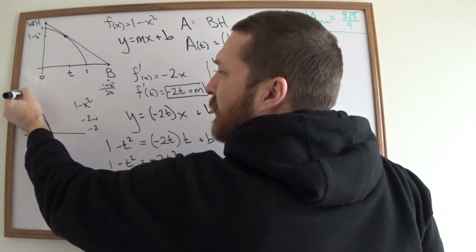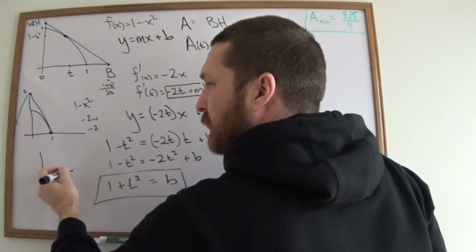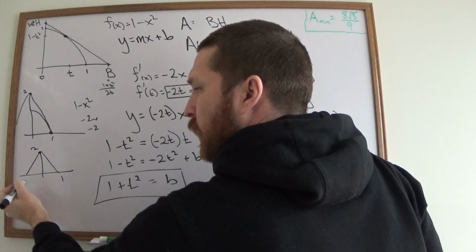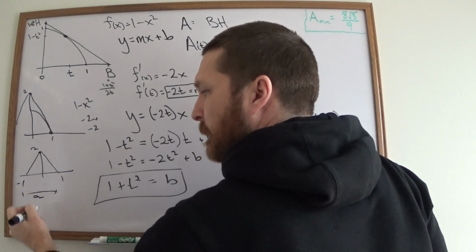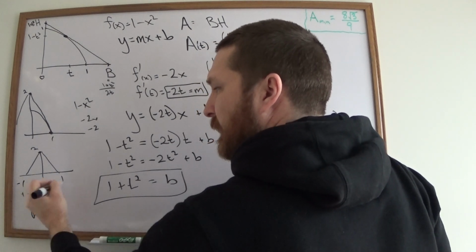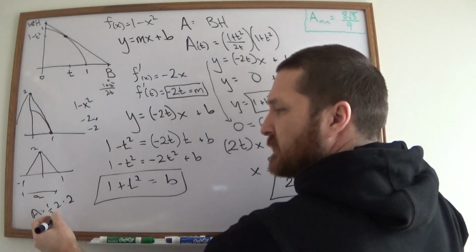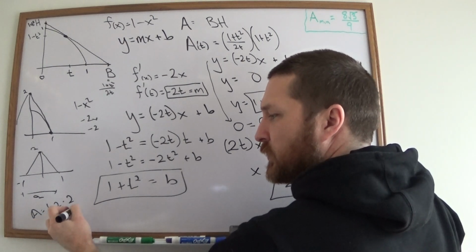Now, then the whole thing, right? That whole triangle, it would have a height of 2. It would go from 1 down to negative 1. It would have a base of 2. And so the area would be 1/2 the base, which is 2, times the height, which is 2. 1/2 times 2 times 2. So the area of that guy should be 2.